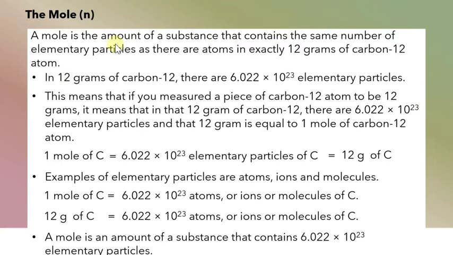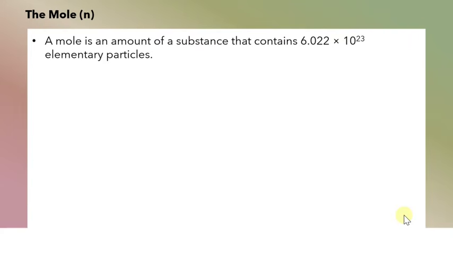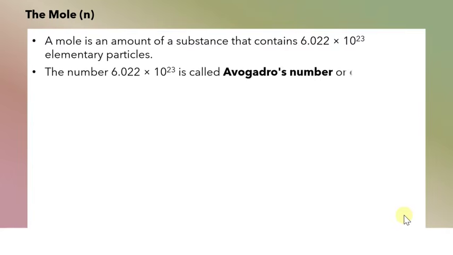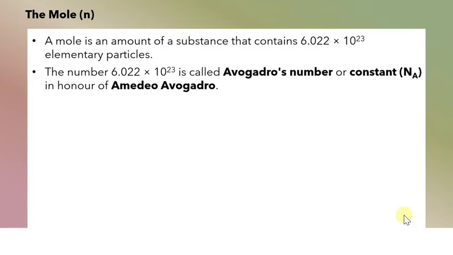So if you fail to define a mole using this formula here, you can define it using this formula as an amount of a substance that contains 6.022 times 10 to the power 23 elementary particles. So let's push this one up here. So what you must understand is that this number 6.022 times 10 to the power 23 is called Avogadro's number or constant, which is symbolized by N subscript A, in honor of Amedeo Avogadro.